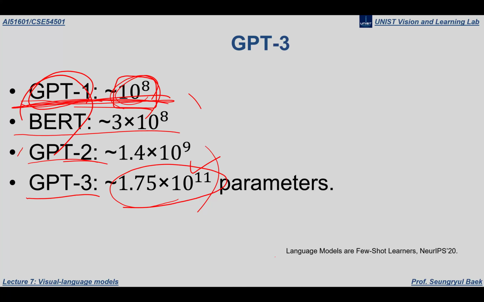Also, they were published at NeurIPS 2020, and their titles are like this. If we scale up the size of the language models, they now start to work for few shot tasks. If they are given a few data for a new class, they can generalize well and work for those unseen data.